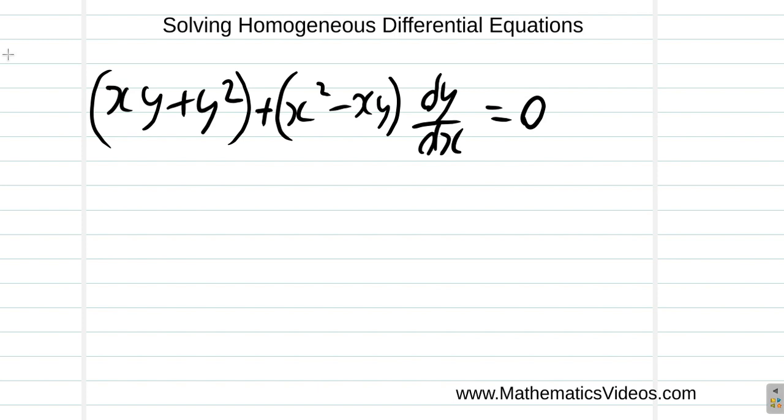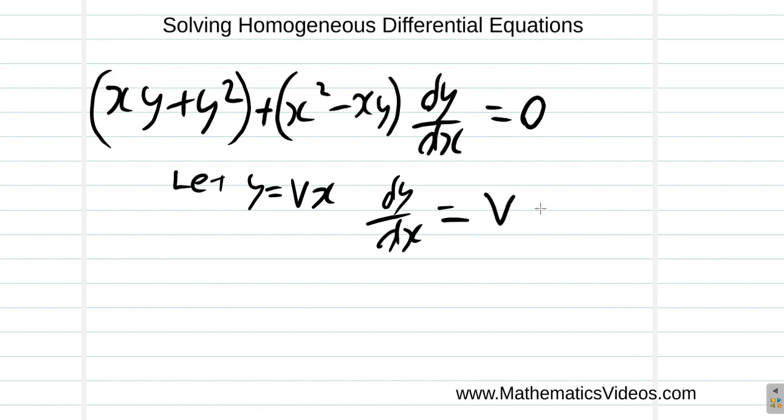So what we're going to do here is let y be equal to vx. Therefore, dy by dx is equal to, you use the product rule, v and x are functions. So you hold v, differentiate x with respect to x, which is 1, and multiply them, plus you hold x times differentiate v with respect to x. Alright, that's x dv by dx.